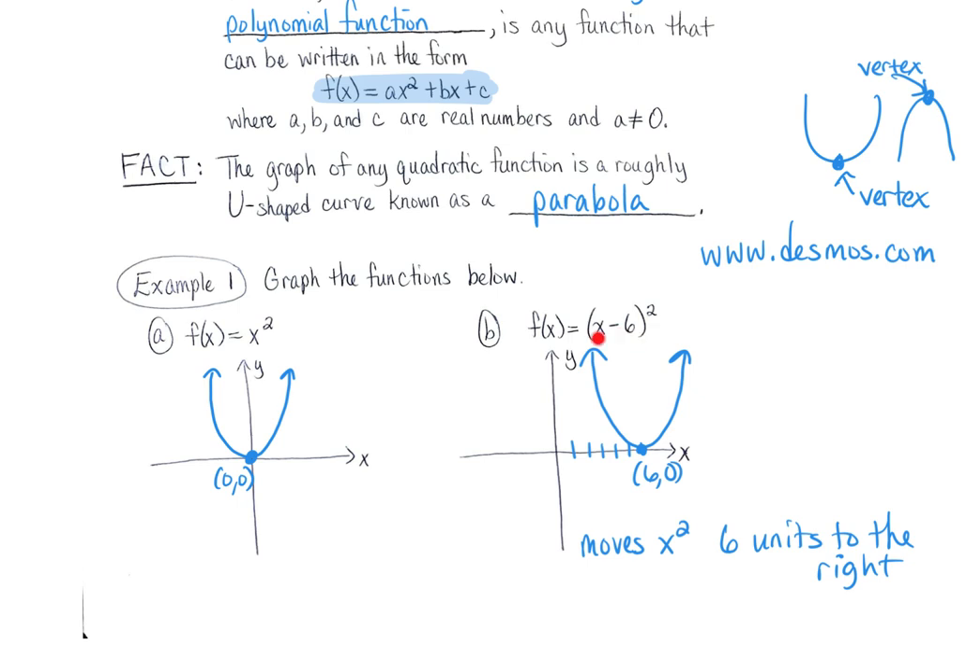So if we have x plus 6 squared, where is it going to go? To the left, how many? 6. Very good. So if you have x plus 6 quantity squared, the graph of x squared is going to move 6 to the left.